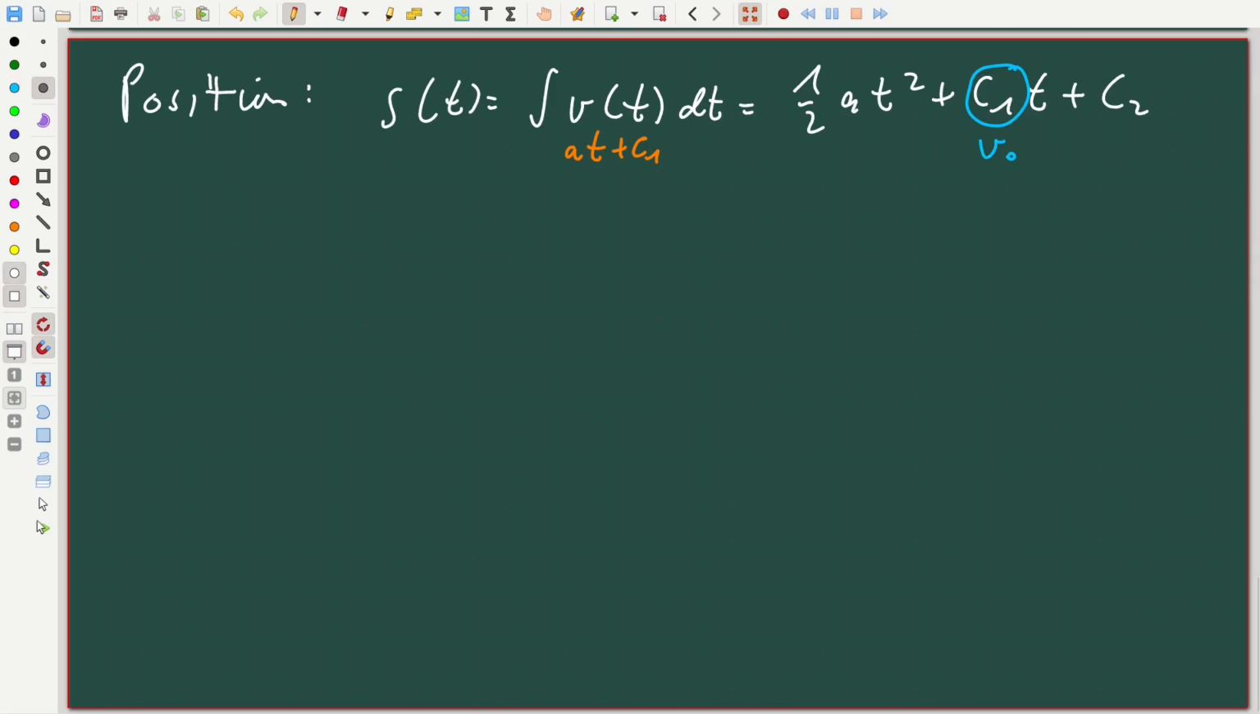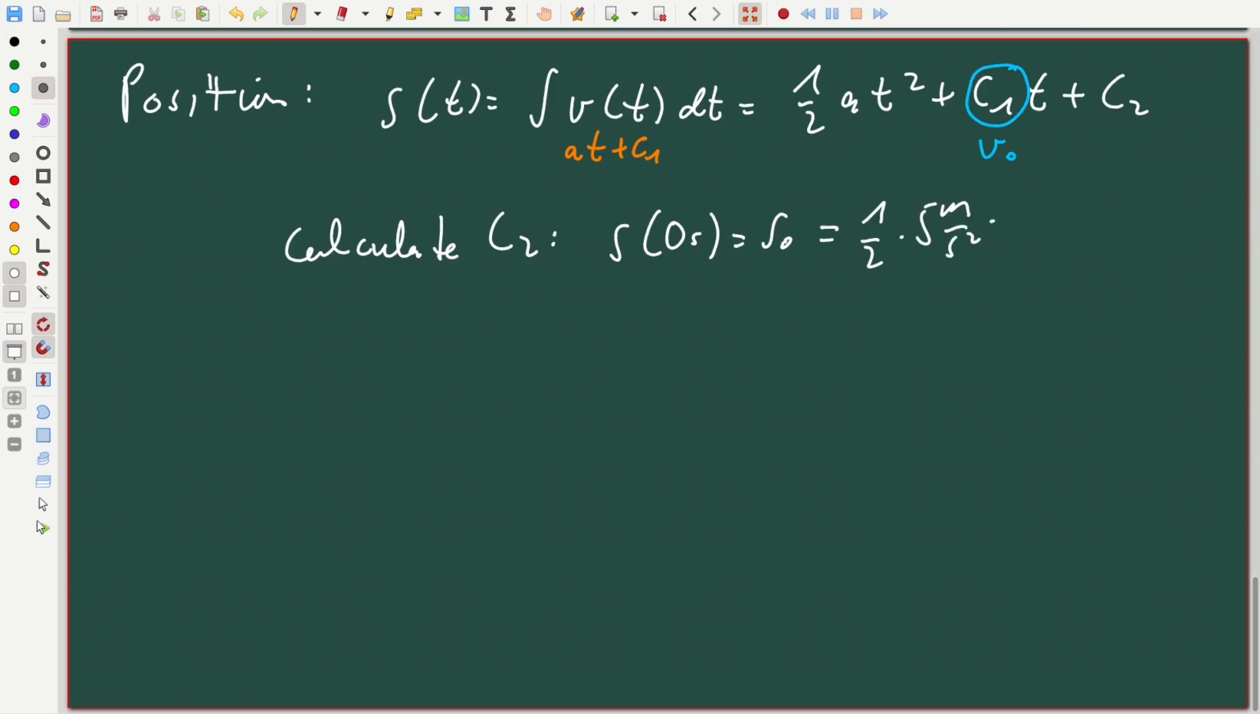Now what we have to do is determine our value c2. And again, we use our boundary conditions. So we know our initial position is at 0 seconds, which means this is S0, which leads to 1/2 times 5 meters per square second times 0 seconds squared plus our initial speed, 3 meters per second times 0 seconds plus c2. And again, we can see now that everything vanishes here except c2.